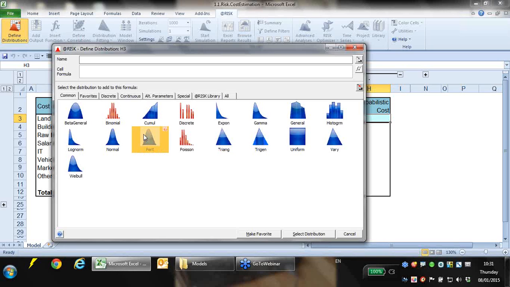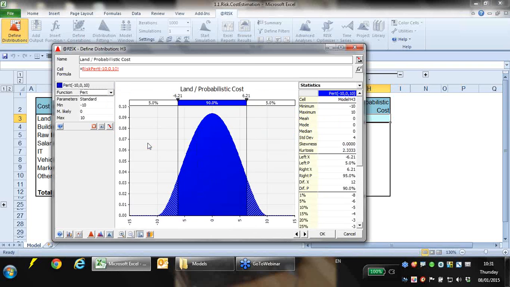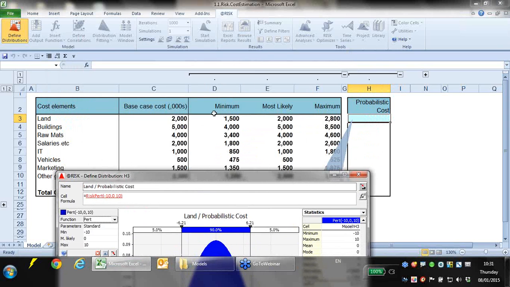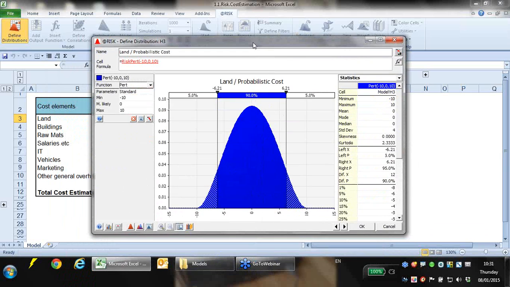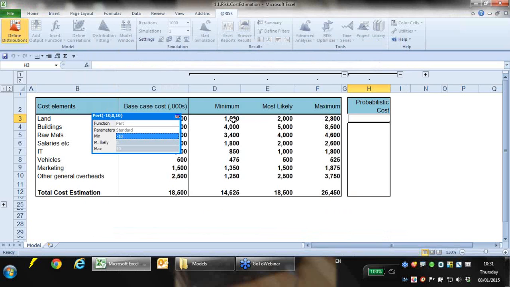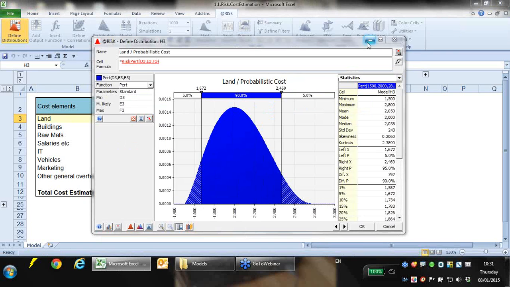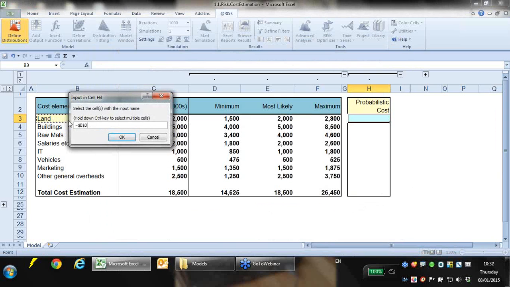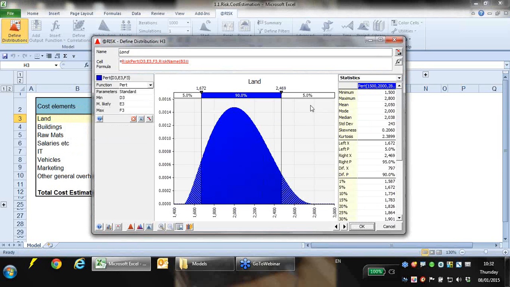For now, I'm going to use a PERT distribution. The reason is that, conveniently, like my 3-point estimate here, the parameters we need to supply for a PERT distribution are a minimum, a most likely, and a maximum. So if I click this little button here, which allows me to assign Excel cell references as arguments for my distribution, and select 1, 2, 3, and then hit enter, let's give it a proper name as well, let's call it land. So what I now have is a distribution for the cost of my land.